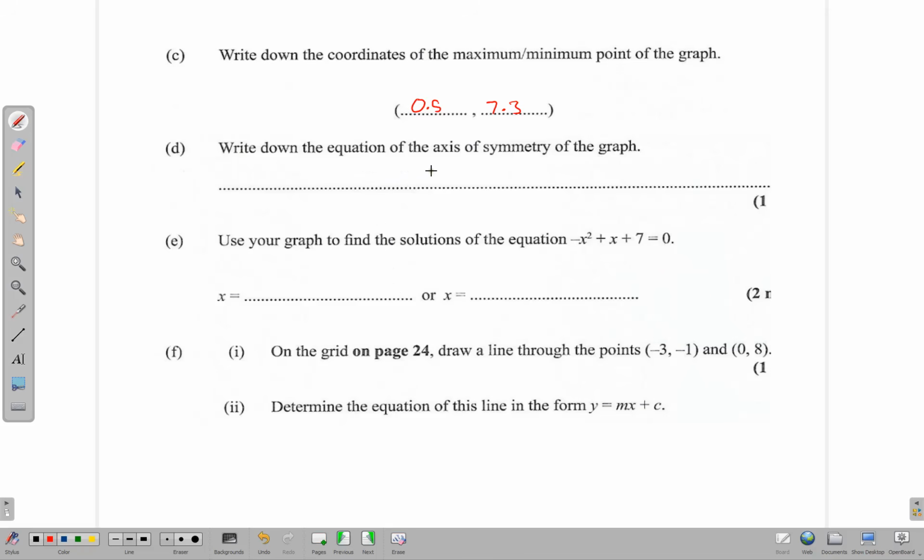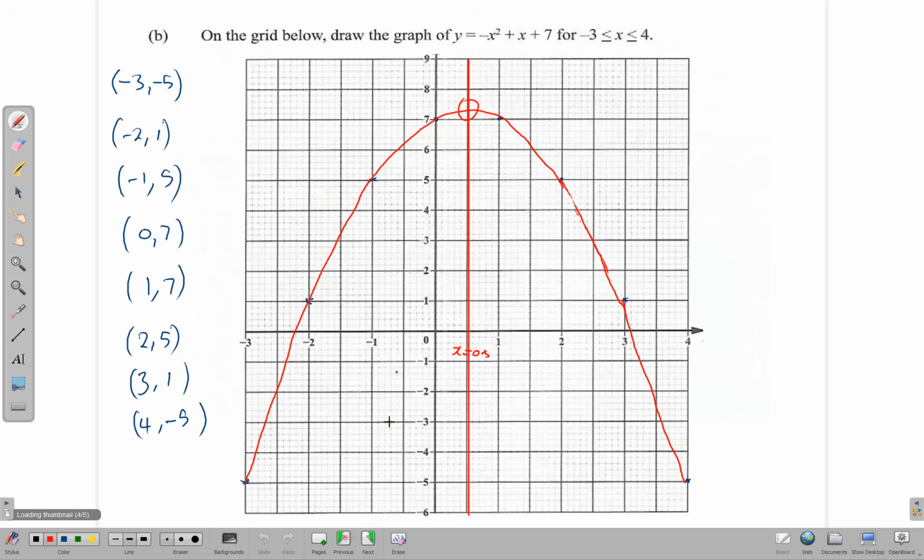Write down the equation of the axis of symmetry. But we just got that. And notice it says equation, so we have to write x is equal to 0.5. That's a line which passes through the center of the graph, the middle of the graph right there. x is equal to 0.5, our axis.